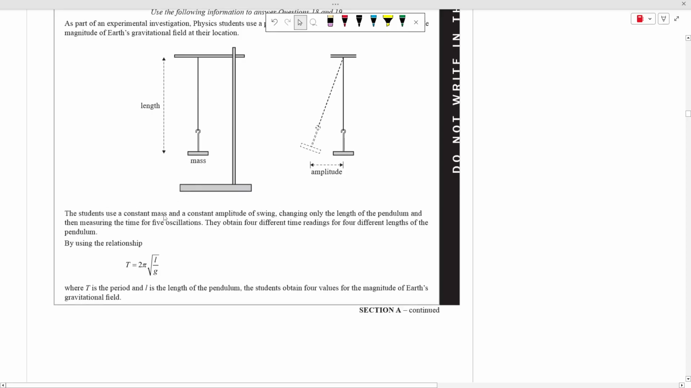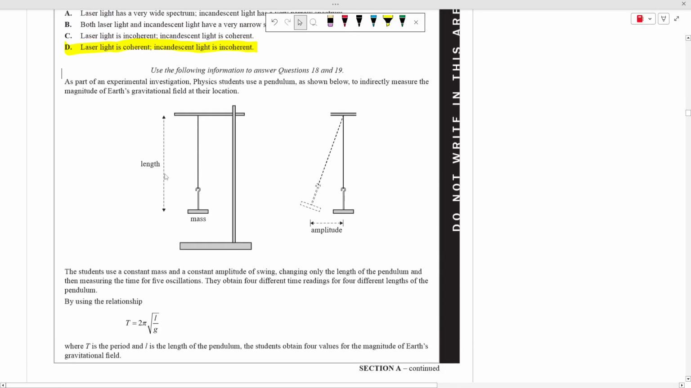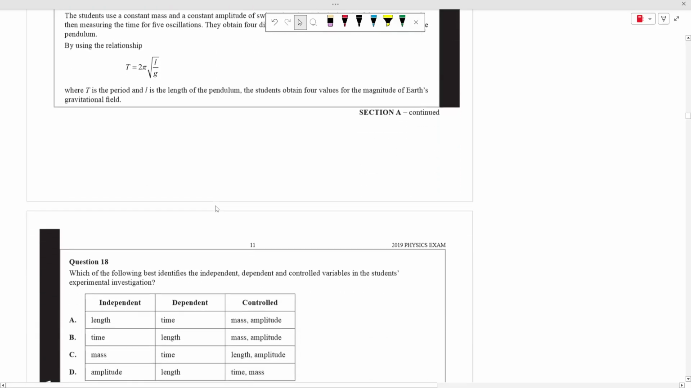The students use a constant mass and a constant amplitude of swing, changing only the length of the pendulum and then measuring the time for 5 oscillations. They obtain 4 different time readings for 4 different lengths of the pendulum. By using the relationship here, where T is the period and L is the length of the pendulum, the students obtain 4 values for the magnitude of Earth's gravitational field. Right, that's a lot to take in, so you might need to reread that again.